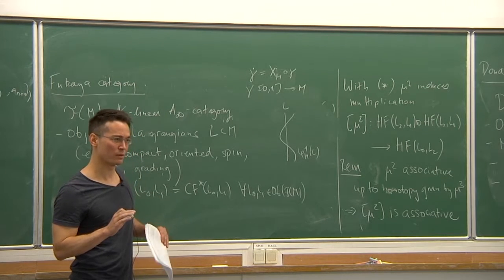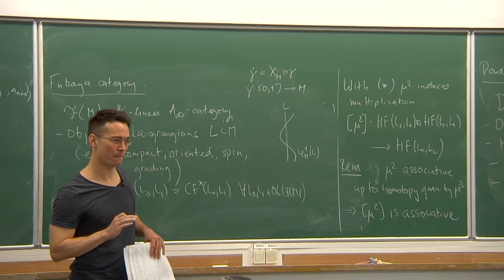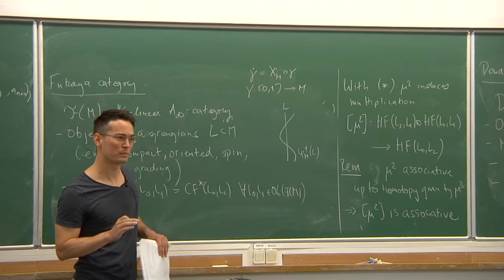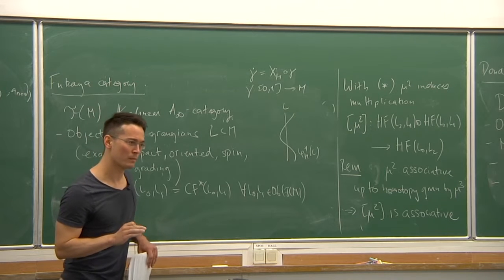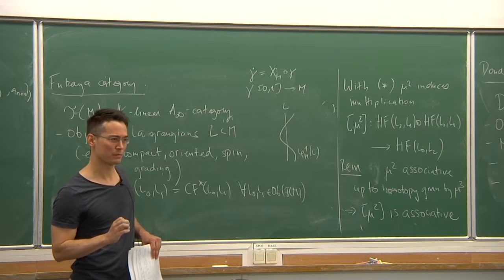So the Hamiltonian chords are now a substitution of intersection. Exactly, yeah. Is it the same number? It is the same number.